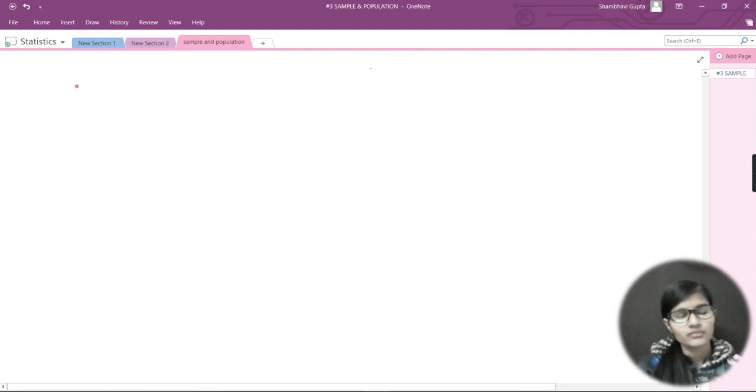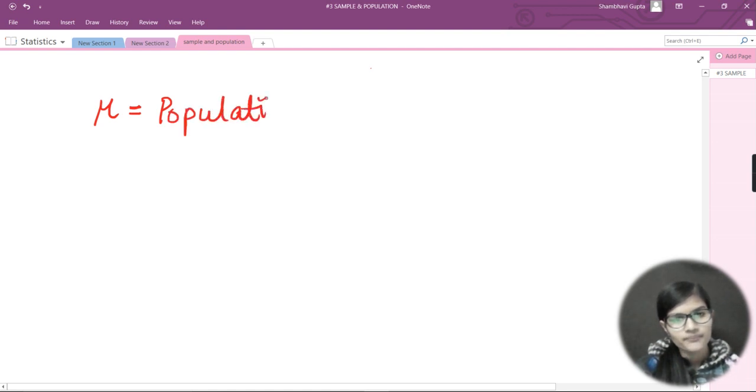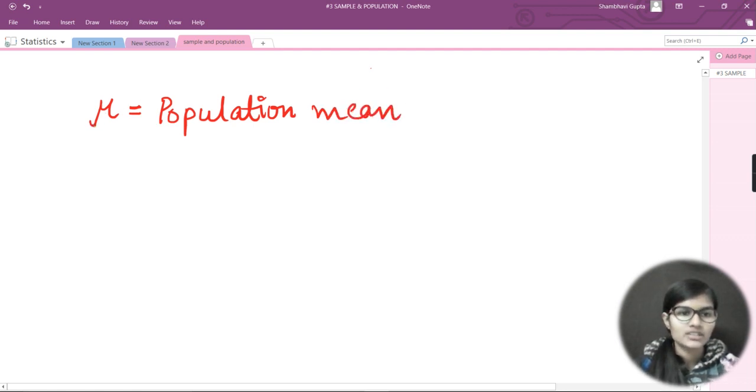Now, next, there are two things which I want to introduce you to. They are population mean and sample mean. The symbol for population mean is mu. We make a simple mu and we write here, population mean.